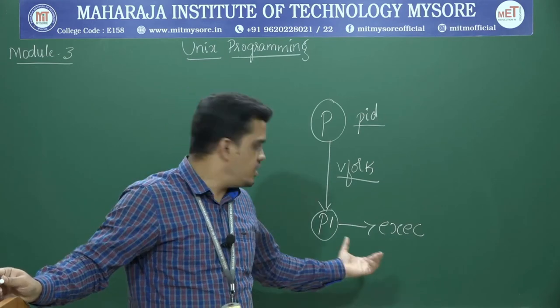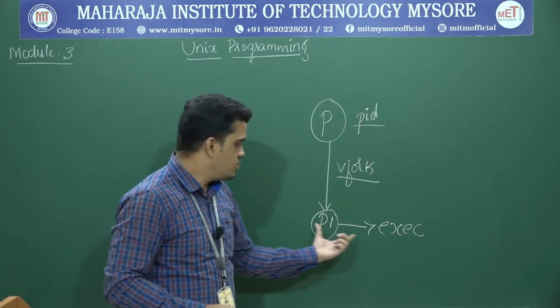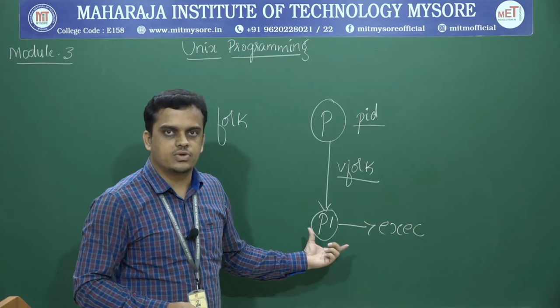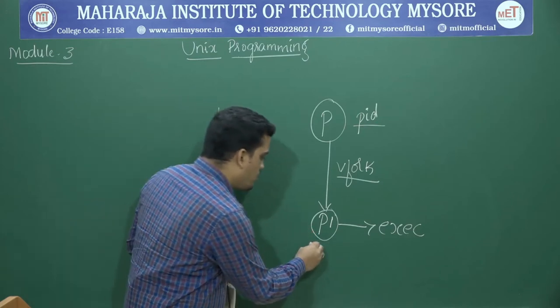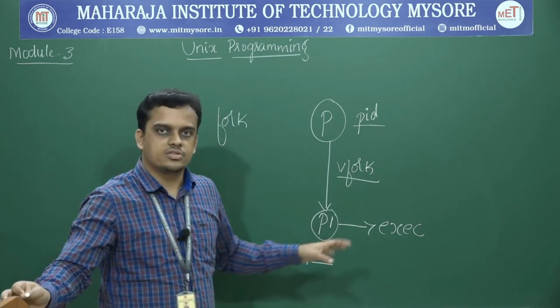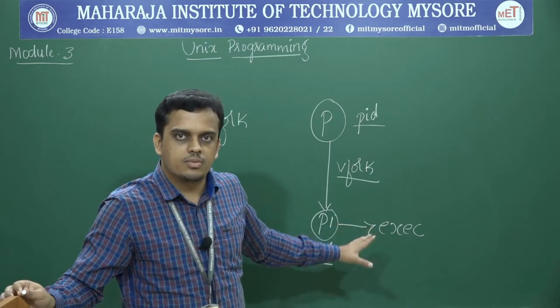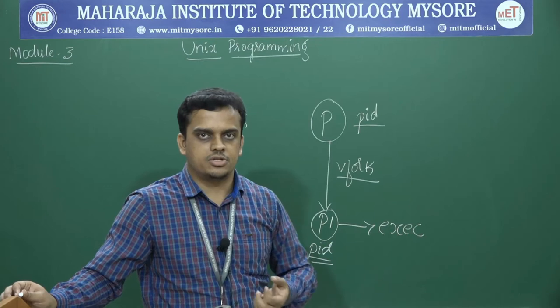So whenever we execute this exec API, we got to know that the program memory of a process will be swapped with a new program, isn't it? But the process identifier will not be changed, and the process identifier of that process will remain the same even though the new program has been loaded for its execution.